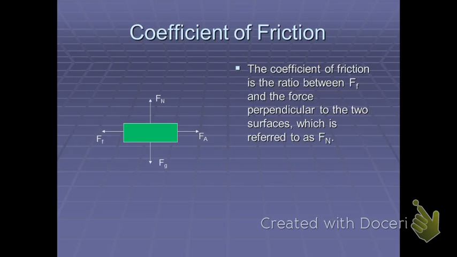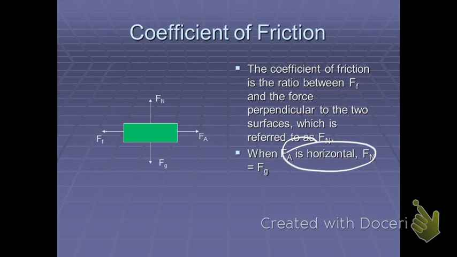So, to summarize, the coefficient of friction is the ratio between frictional force and the force perpendicular to the two surfaces, which is referred to as our normal force. When Fa, so applied force, is horizontal, then we can assume the normal force is equal to the gravitational force. Now, this is a key component. You must remember that this is a horizontal situation.